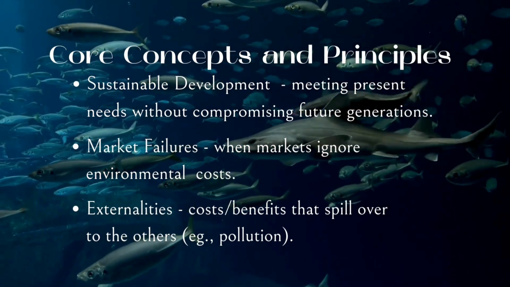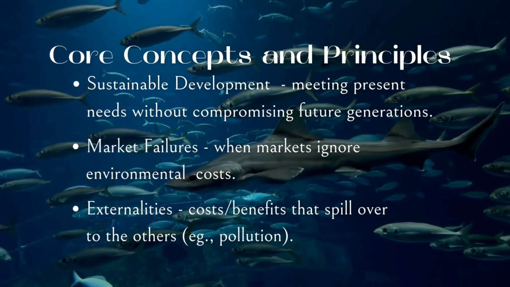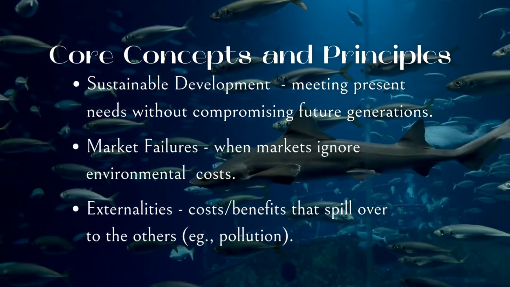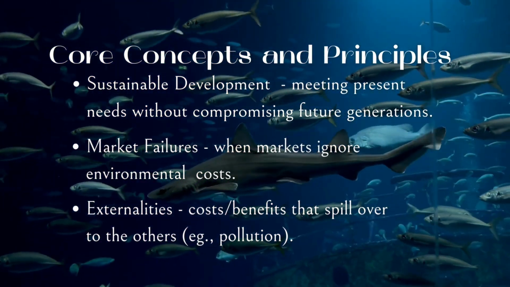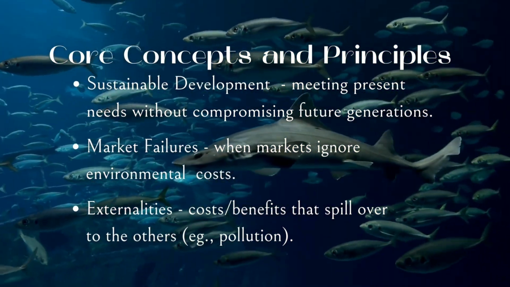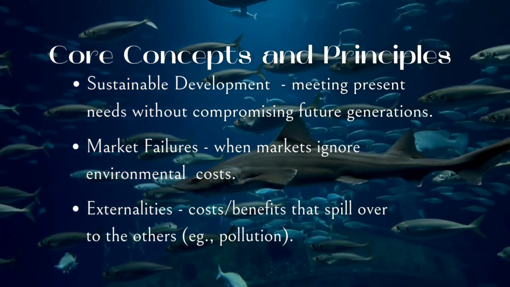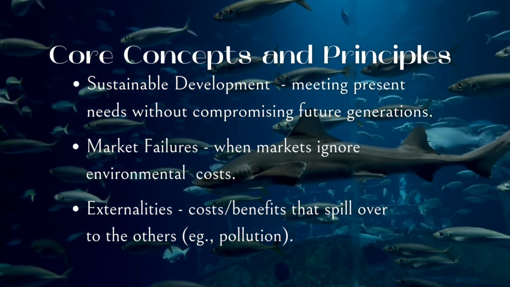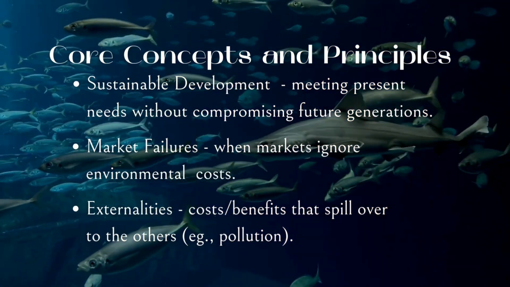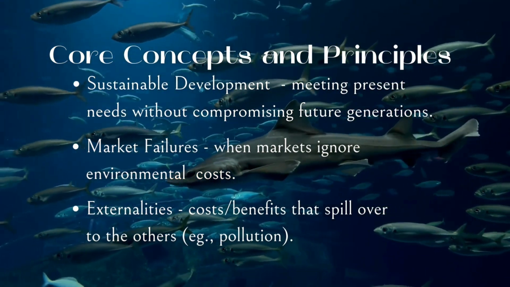The first major principle is sustainable development, which is meeting the needs of the present without compromising the future. Another key idea is market failure, which happens when the true cost of pollution or resource use is not included in market prices. And then there are externalities, which are the side effects of economic activities, like how smoke from a factory harms the health of people who are not part of the factory's business.